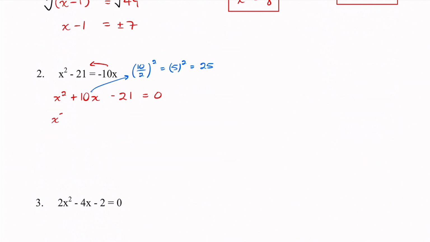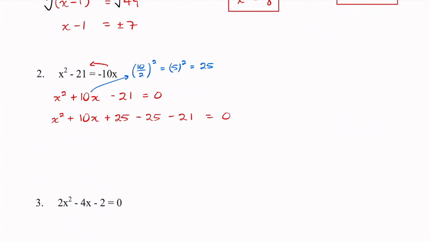So I have x squared plus 10x, and then I'm going to put plus 25 minus 25, and we still had that minus 21, and then equals 0. This first part here is going to be a perfect square trinomial, so we can factor that, and with this piece here, we can just put those two numbers together.